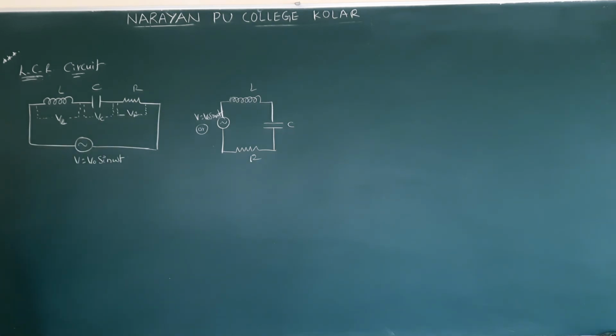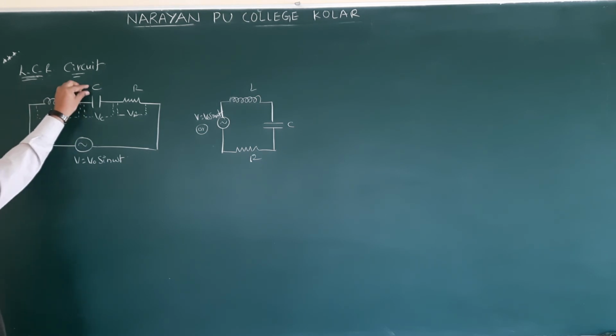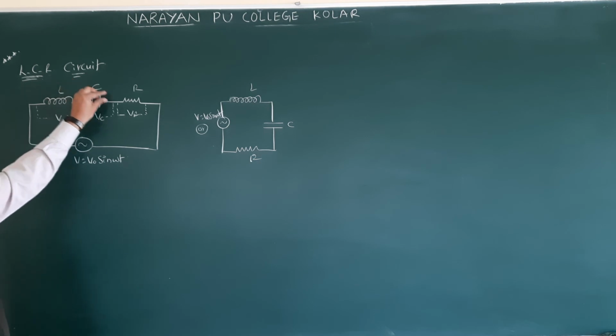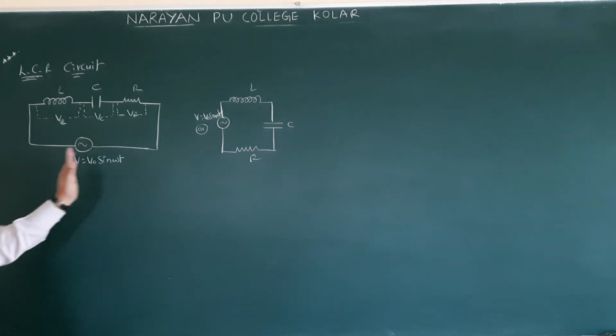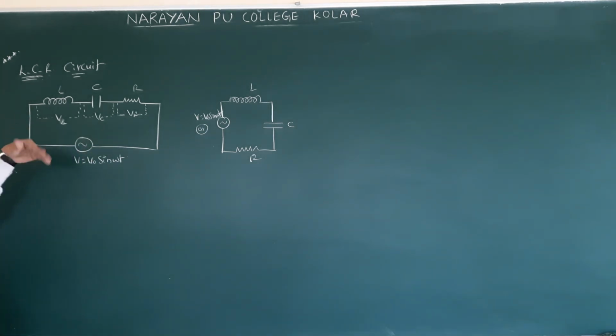Generally, how do we write voltage? Voltage is current into resistance. Here, current into inductive reactance, what is the symbol? XL. So I into XL. VC means I into XC. VR means I into R. Okay, we will write that again later. I am just giving the voltage across the inductor, capacitor and resistor. So now, by using the phasor diagram, we are going to give the solution.